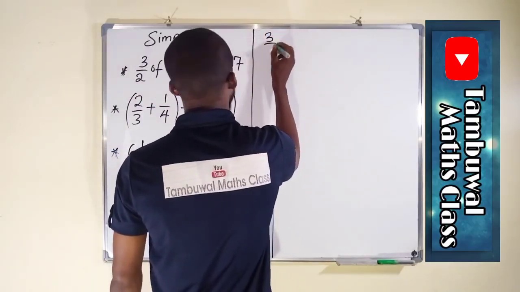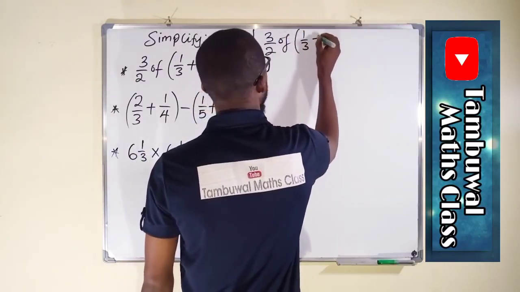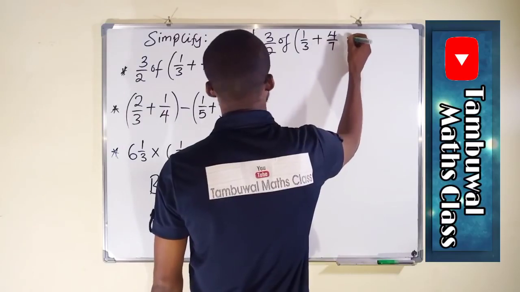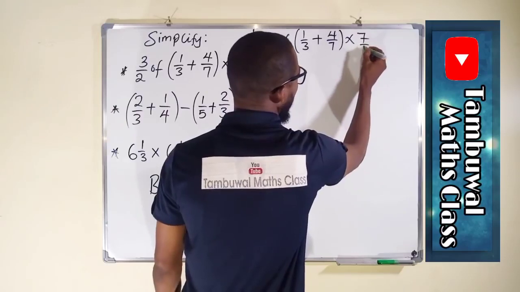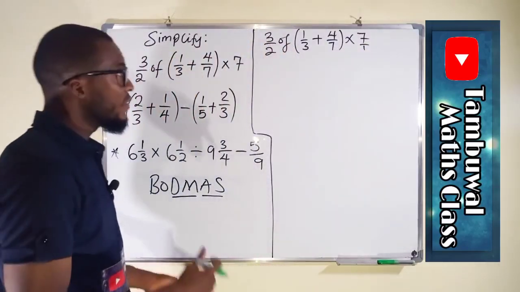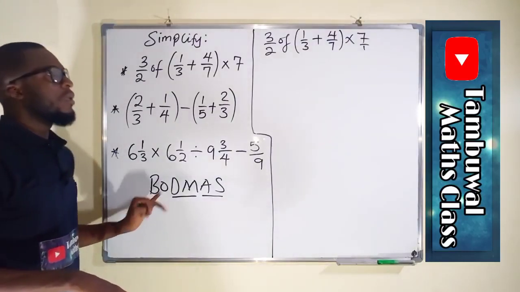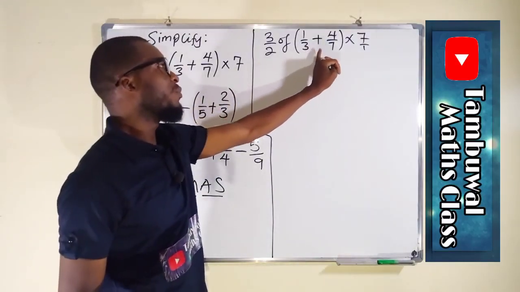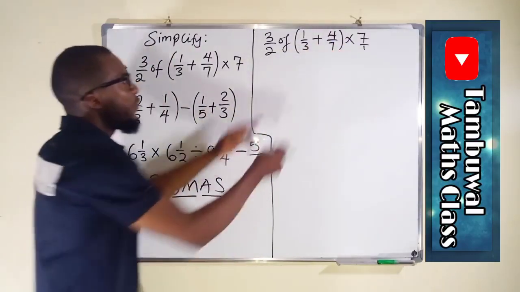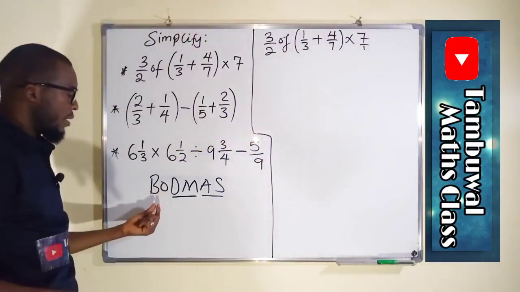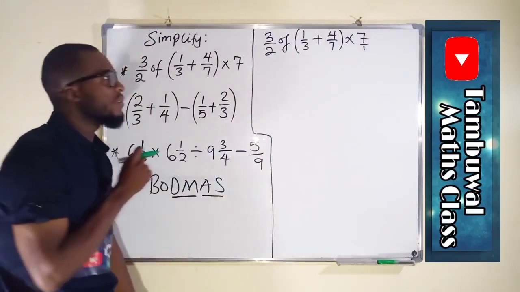We have 3 over 2 of 1 over 3 plus 4 over 7, times 7. We can even write this 7 as 7 over 1 because 7 over 1 is still 7. Following this rule, we have bracket. Therefore, we have to begin with 1 over 3 plus 4 over 7 because they are the fractions under the bracket. So first, this bracket is absent here. We have to begin with orders, and of is part of orders.